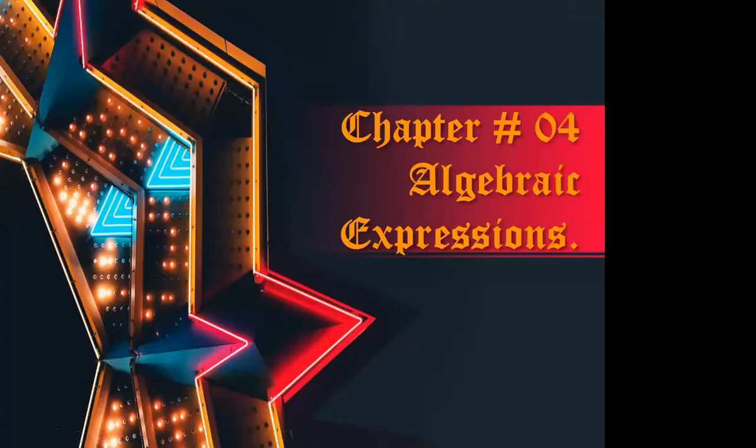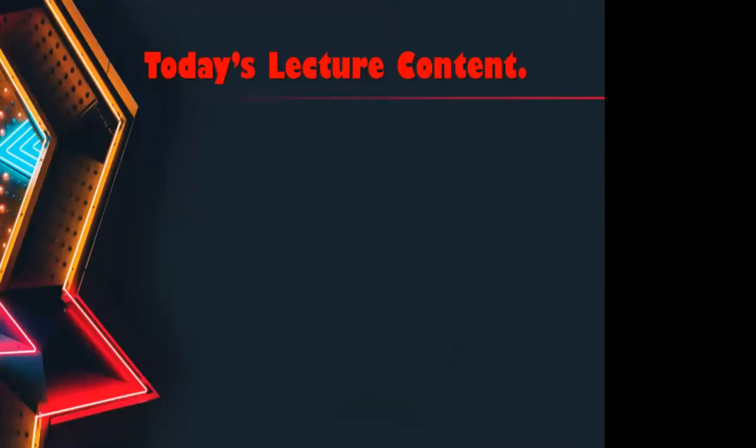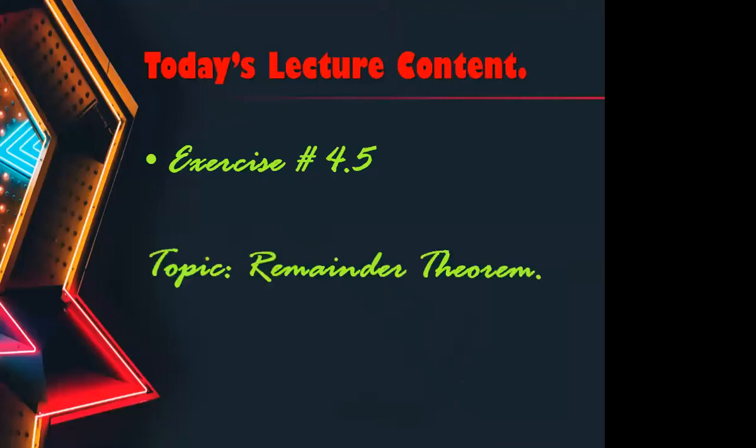So today we are going to start the revision of final term. So we are starting from chapter number 4, algebraic expressions. Okay. So this is your review lecture and we are going to start from exercise number 4.5. As you know, 4.5 is also included in your final term. The topic of exercise number 4.5 is remainder theorem.